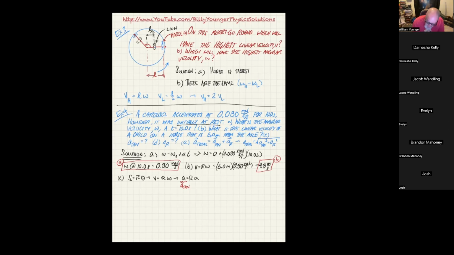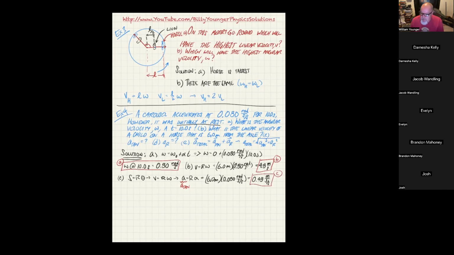So we can go ahead and calculate this now. A is equal to R times alpha. R is 6.0 meters, and alpha we found was 0.080 radians per second every second. In this case, you're going to get 6 times 0.08, which is 0.48, and this will become 0.48 meters per second every second, again dropping the radians. So that's the answer to C.